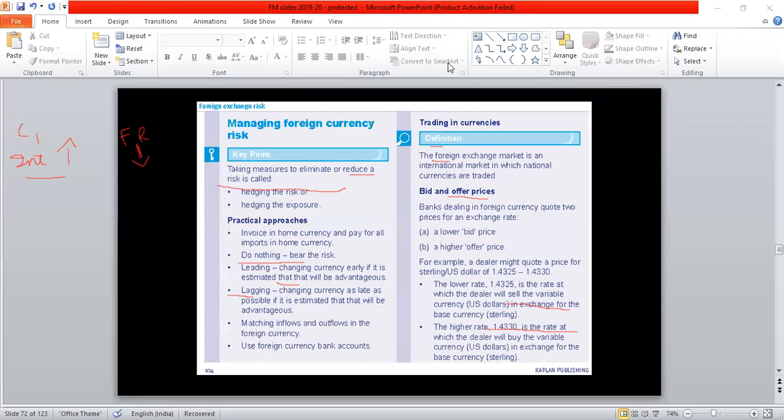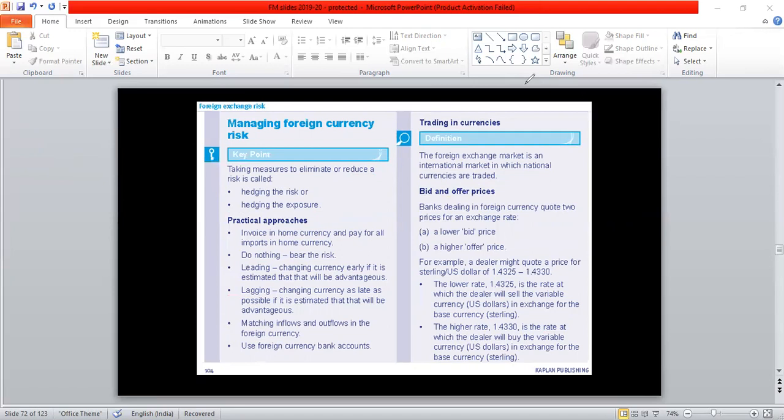Now, risk is anyway there, that we have understood. So risk is present, done. How to manage this risk? The main topic here is what we are looking at as risk management. How do we manage the risk is the important point. Managing foreign currency risk. So what are the points here?